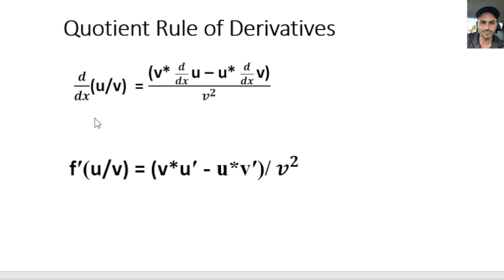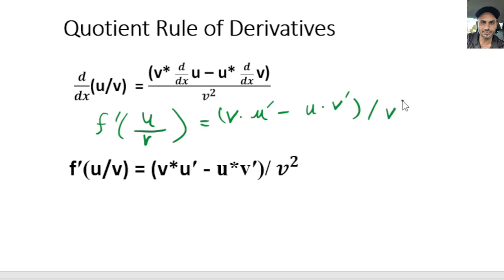So I'm going to write it down. We want to take the derivative f prime of a quotient function. It's a quotient of u and v, where u and v are two functions. Then the derivative of such expression is going to be v, the denominator term, times u prime, the derivative of our numerator term, minus u, our numerator term, times the derivative of our denominator term, and everything divided by v squared, which is the square of our denominator term.